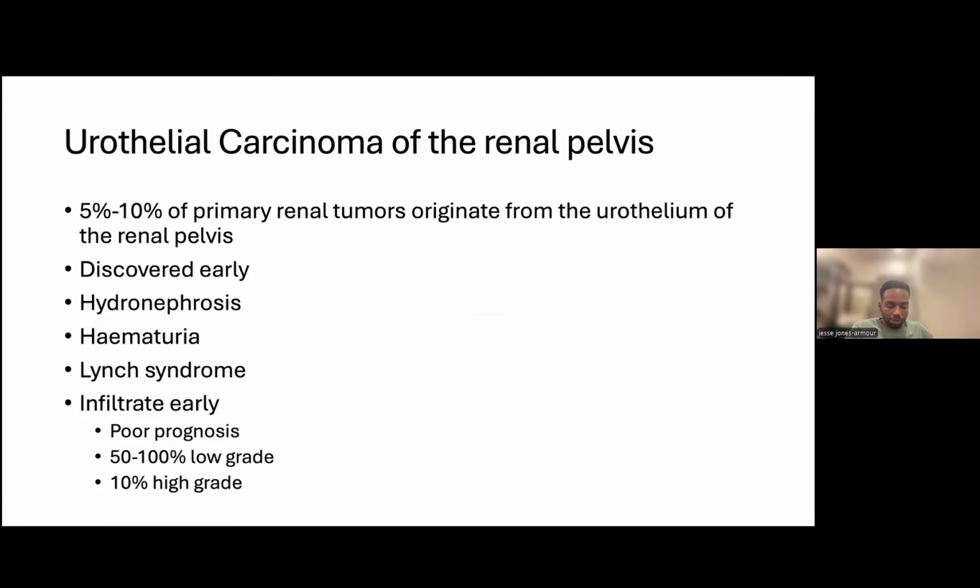Now, of note, we're going to cover this a little bit more in depth just now. You have urothelial carcinomas as well. And urothelial carcinomas can also involve the renal pelvis. 5 to 10% of primary renal tumors actually do arise from the urothelium of the pelvis. They're usually discovered early. Now, they're discovered early because the renal pelvis is small, so you only need a small mass to cause hydronephrosis, to cause hematuria.